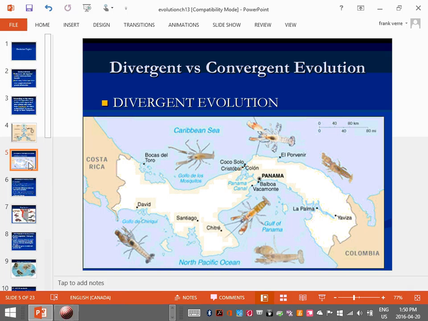What do you think is meant by divergent versus convergent evolution? Divergent means to make things different. You're very, very good. Convergent would be the opposite. How do you make things different?